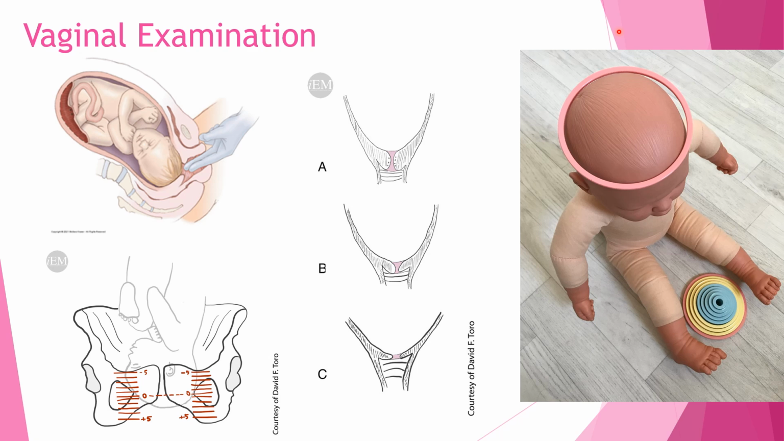Effacement is how thinned out the cervix is. So you're looking at this image here. For example, is the cervix 50% thinned out, like this image? Is it 100% thinned out, so paper thin, or is it not even thinned out?